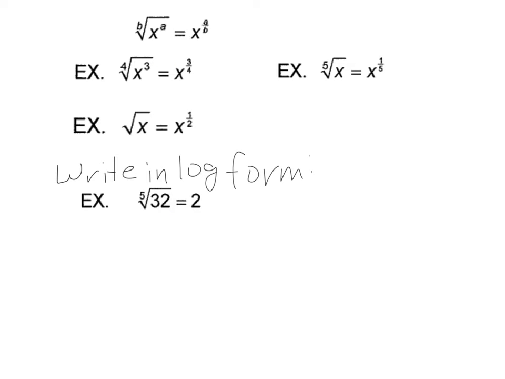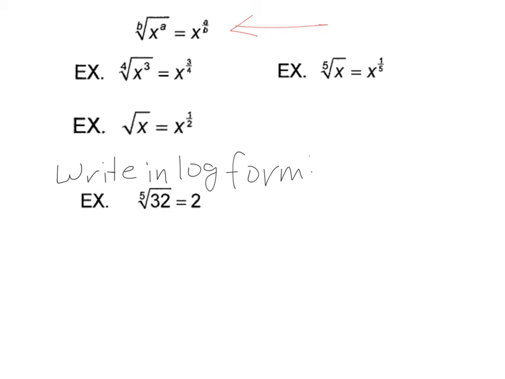Logarithms. We never leave values in radical form. Rather, we convert them to values with fractional exponents. And here is the formula to convert back and forth between radical form and exponent form. The little number on the outside of the radical goes on the bottom of the fraction, and the exponent on the inside goes on the top of the fraction. So here's some examples of how that works.